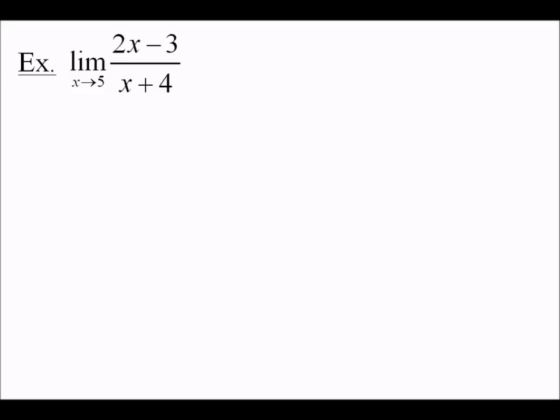Okay, so let's see here. We've got the limit as x goes to 5 of 2x minus 3 over x plus 4. So let's see, we apply L'Hopital's rule, we get the limit as x goes to 5, derivative of the top is 2, derivative of the bottom is 1, so my answer is 2. Okay, good. So we got an answer of 2. That's nice.